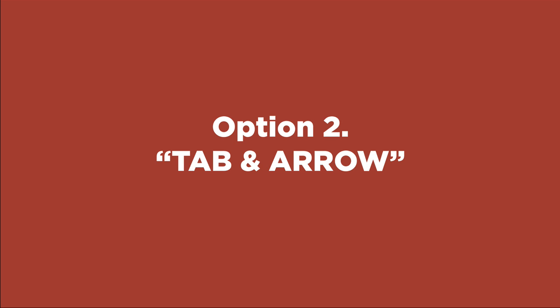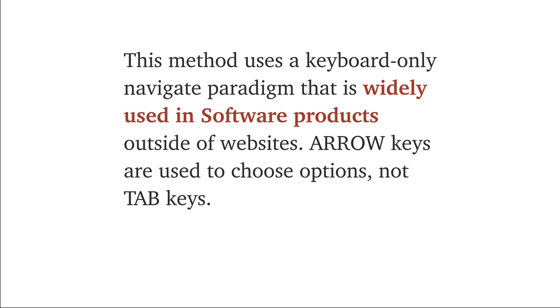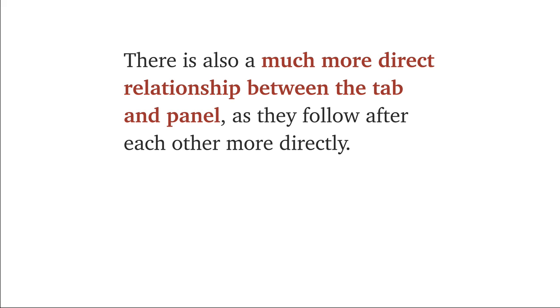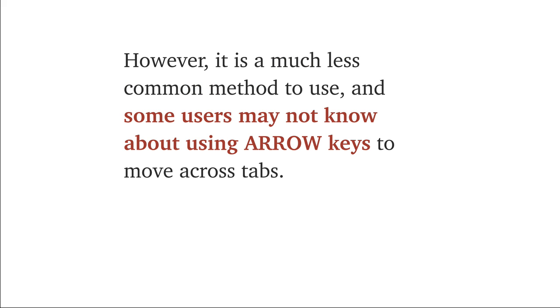And what about option two, our tab and arrow? Well, this method uses a keyboard-only navigation paradigm that's widely used in software products outside of websites. In these cases, arrow keys are used to choose options, not tab keys. There's also a much more direct relationship between the tab and the panel, as they follow directly after each other. However, it's much less common on websites, and some users may not know about arrow keys to move across tabs.